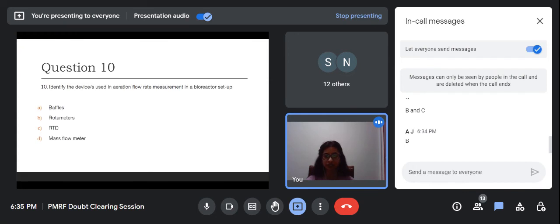So moving on to question number 10. Identify the device or devices used in aeration flow rate measurement in a bioreactor setup. It is a very straightforward question, so I mentioned it in the video. The options are A baffles, B rotameter, C RTDs, and D mass flow meter. RTDs in this case is resistance temperature detector. So what do you think the answer is?